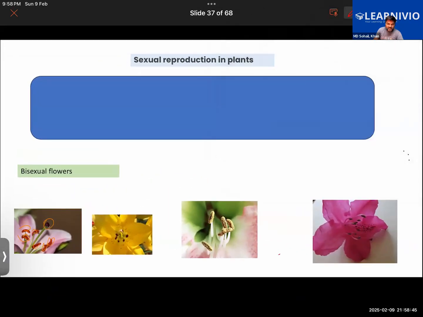So that was all about the asexual reproduction in the plants. Hope it is clear to everyone.